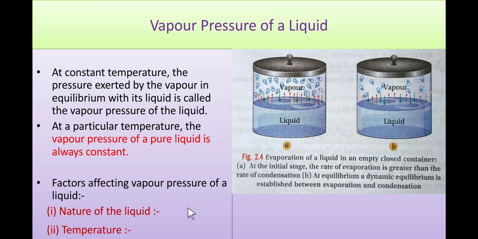Secondly, we see temperature. An increase in temperature of the liquid increases its number of molecules with higher kinetic energy, and therefore more particles are able to pass into the vapor phase by overcoming the intermolecular force of attraction. Therefore, at higher temperature, the vapor pressure will be higher.